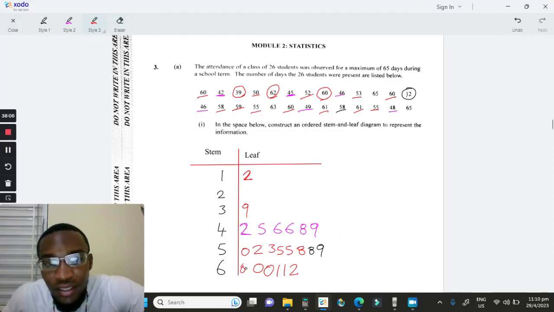All right. So my recommendation: always tick off the numbers that you use. So the 62, then we have the 63. Then we have, which other number is missing?